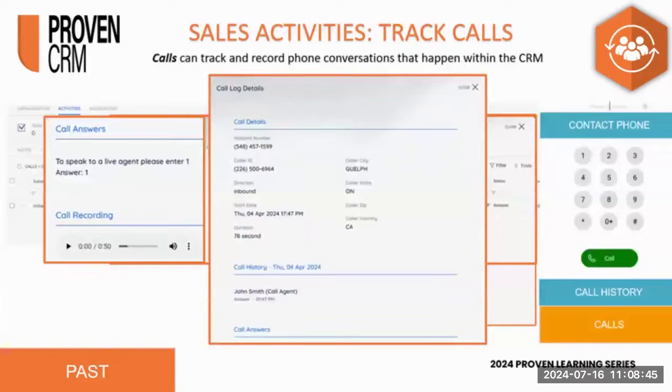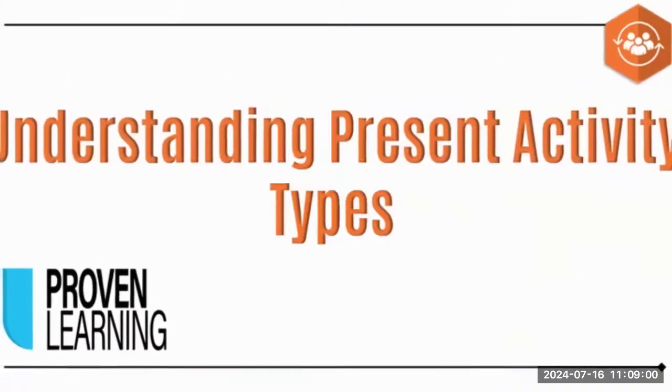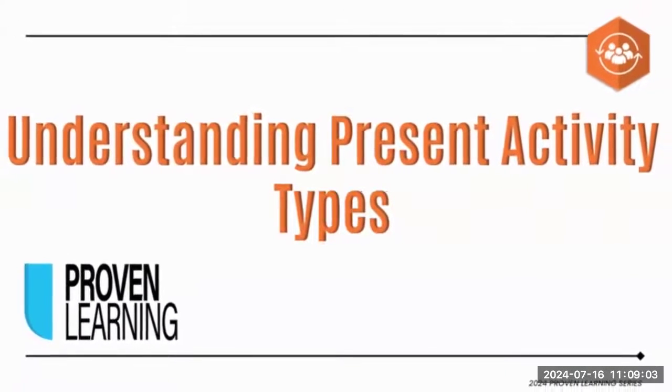Calls can track and record phone conversations that occur within the CRM. Whether you're dealing with an organization or an individual contact, calls can be documented for reference. However, it's important to note that calls do not contribute to reporting metrics and are not counted as a separate activity. Let's now explore the various types of activities in the present.